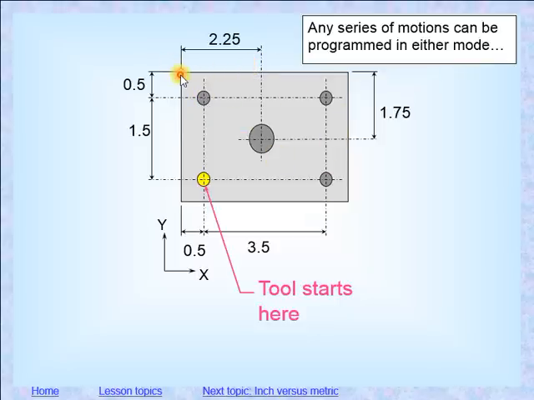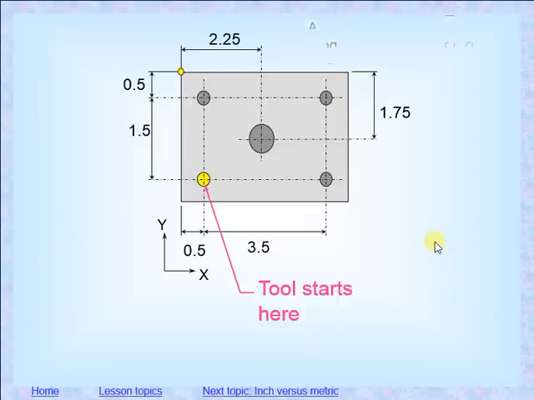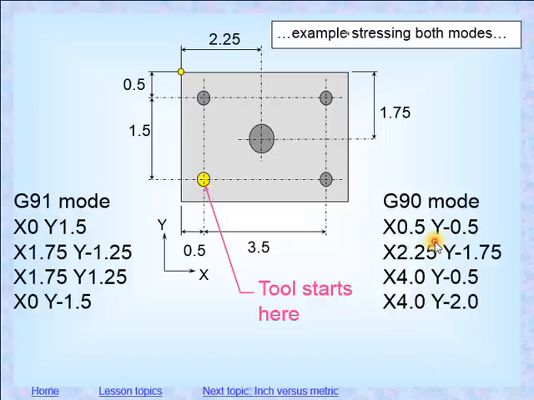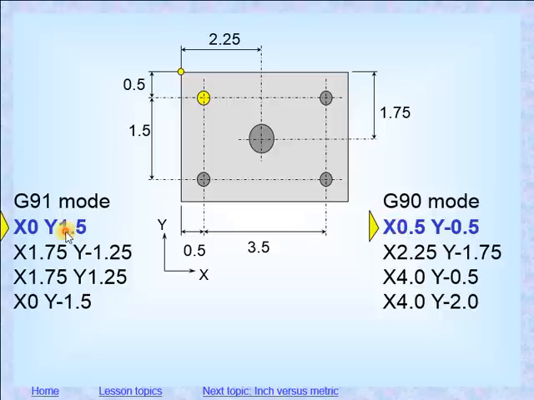There's our origin. Just keep that in mind. We're going to look at one side over here is going to be our incremental. This side will be our absolute when it comes up. So we're going to stress both modes. So you see the tool's right here. We're going to move up to there, over to here and down. So here's our mode. Here's our mode. G91, G90.